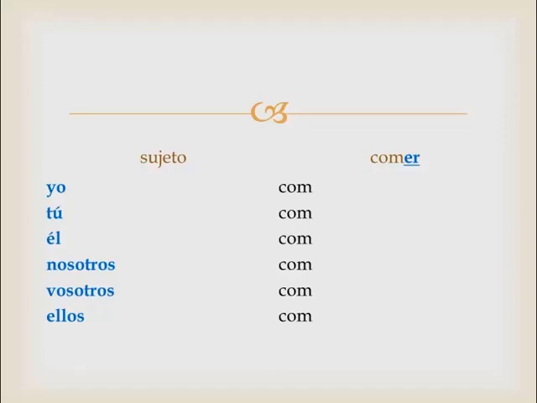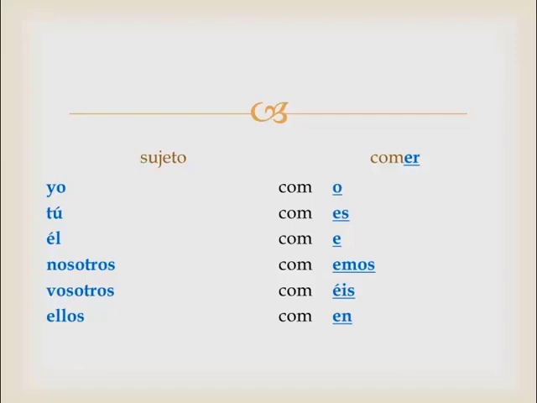So I eat is going to be yo como. If you're taking notes, this is a good time to get started on that and start writing these down. You eat is going to be tú comes. He or she eats is él come. We eat is nosotros comemos. You all eat, vosotros coméis, and they eat, ellos comen.